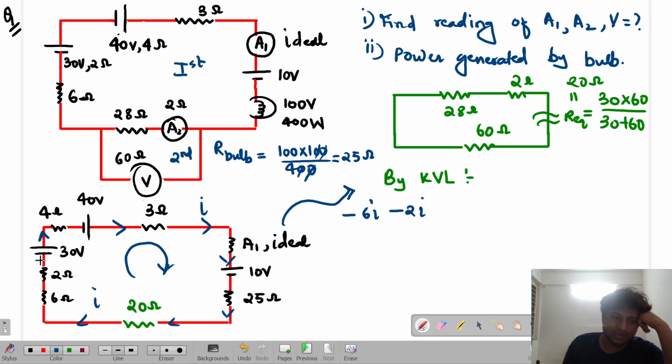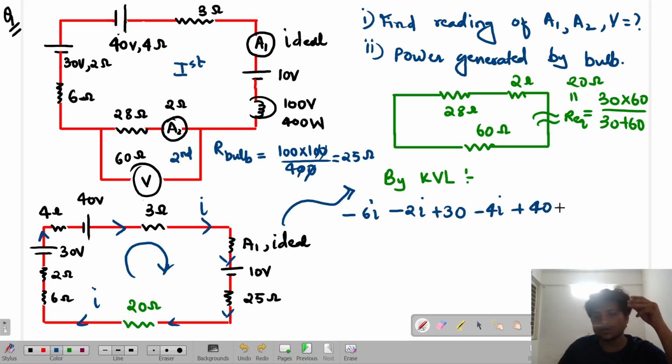Then I'm going from negative to positive when I consider this loop. So negative to positive means it is a positive terminal or not? So plus 30. अरे कुछ तो बोलो हाँ या ना? Then once again minus 4i, yes, because this is 4 ohms, isn't it? Then once again I'm going from negative to positive, so once again plus. Then once again minus 3i.